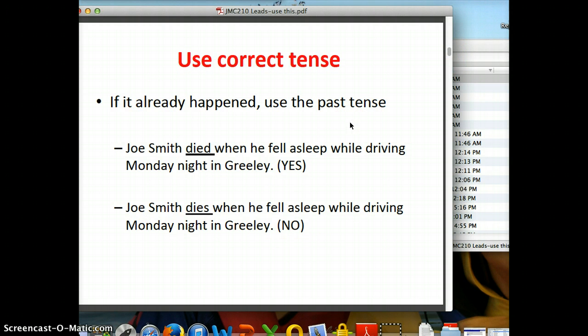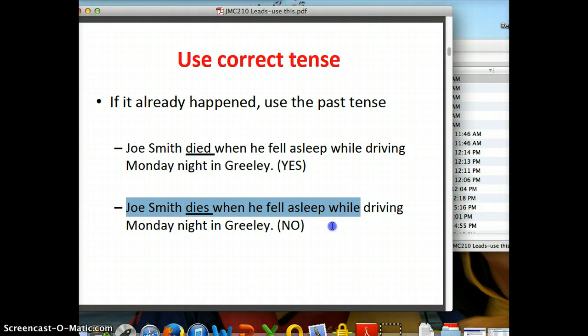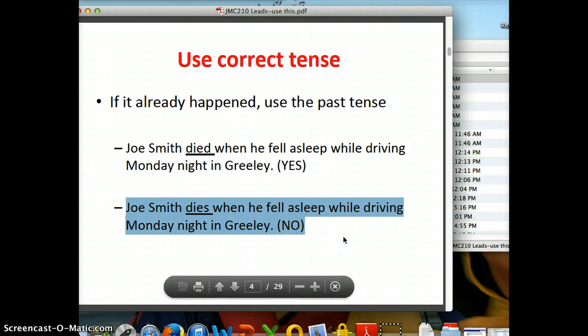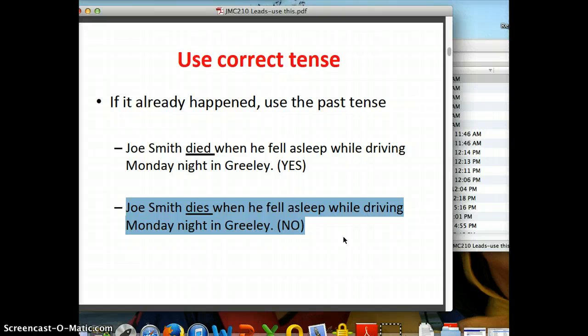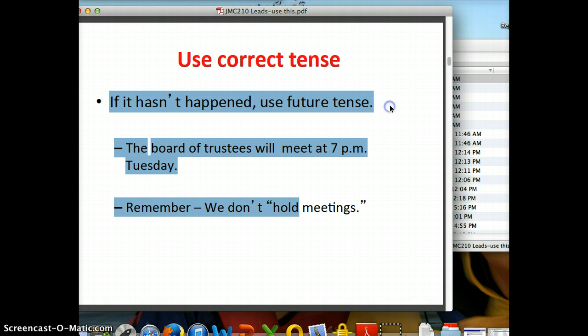So another thing you want to remember is to use the correct tense. This is a common error with people who haven't written a lot of leads. If it already happened, use past tense. So, yes, this is good. Joe Smith died, past tense, when he fell asleep while driving Monday night in Greeley. Do not do this. Joe Smith dies when he fell asleep while driving Monday night in Greeley. Okay, don't do that. You want it to be the correct tense. If it hasn't happened yet, use the future tense. Okay? The Board of Trustees will meet at 7 p.m. Tuesday. Obviously, you can't do that in past tense.